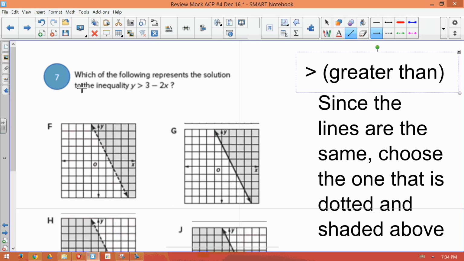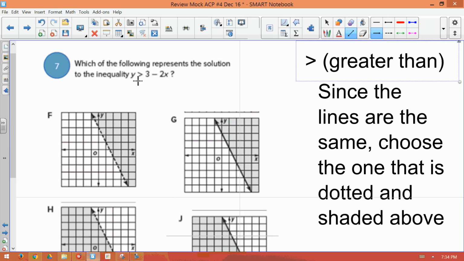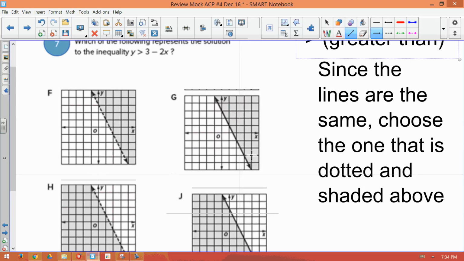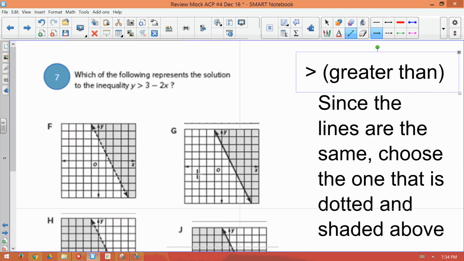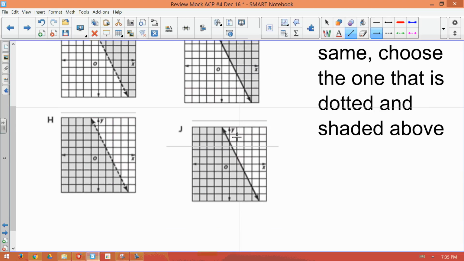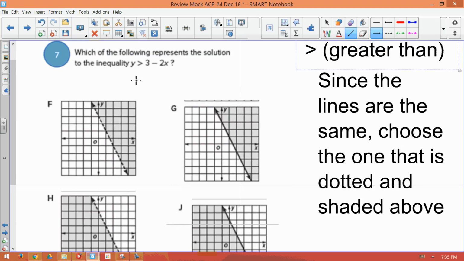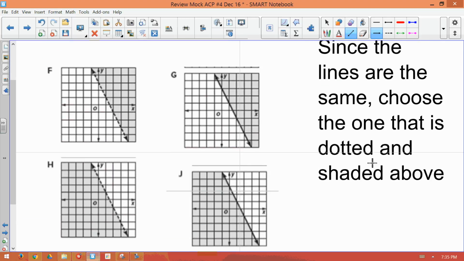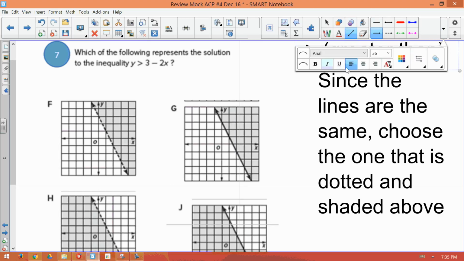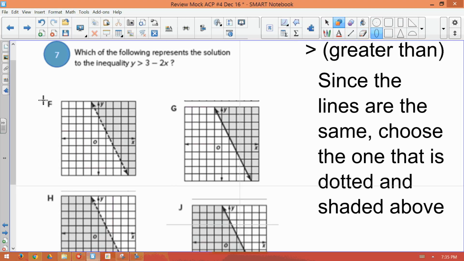Which of the following represents the solution to the inequality y is greater than 3 minus 2x? Notice that all the lines are the same, so I wouldn't even bother graphing this. You already know it. You just have to decide which one of these looks right. But all the lines are the same. Because I have a less than, it's got to be dotted. So that means this one, no go, and no go on this one. Then since it's greater than, it's got to be shaded above. So that means F is the only choice there. I wouldn't waste any time graphing this unless you just want to double check.